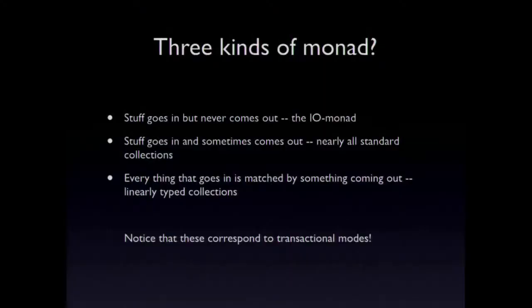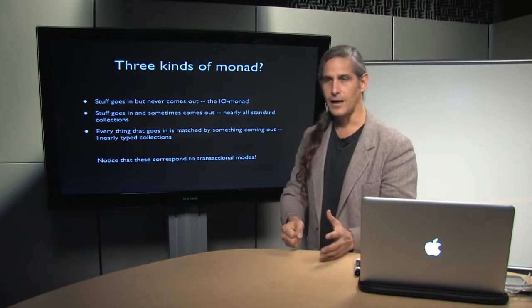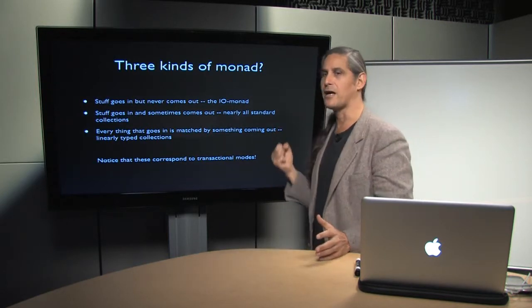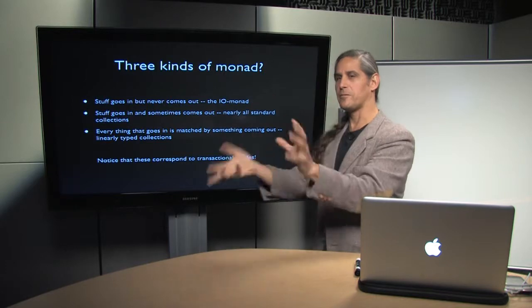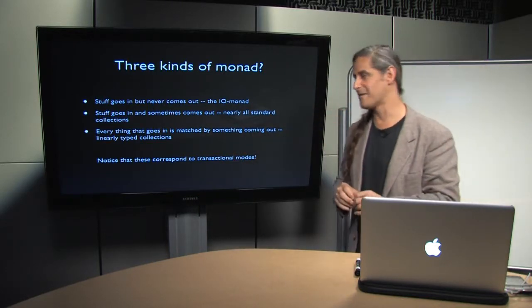Okay, and then there's stuff goes in and sometimes comes out. Right? And this is nearly all the standard collections, right? So if I have a list and I put something into it, I fully expect to be able to get that thing back out without it being all wrapped up in listness. Sure. Right? The listness disappears somehow.